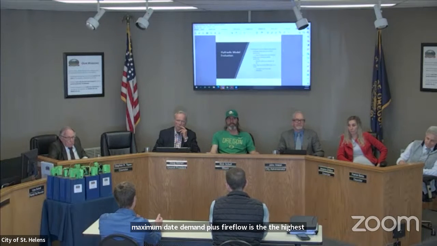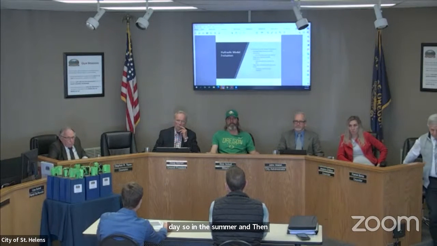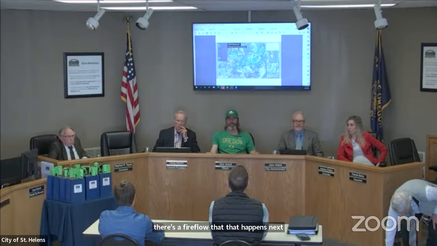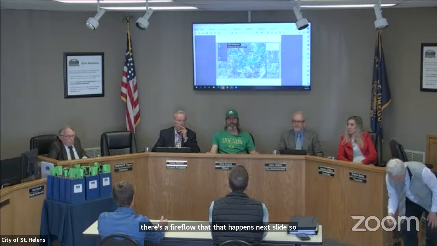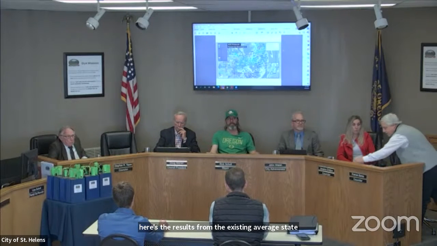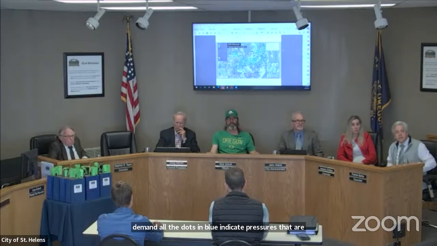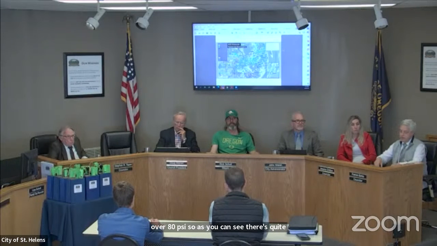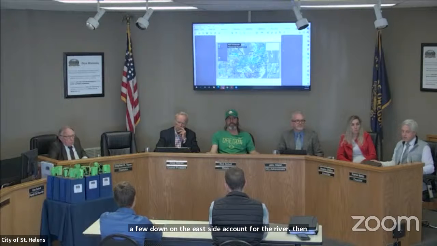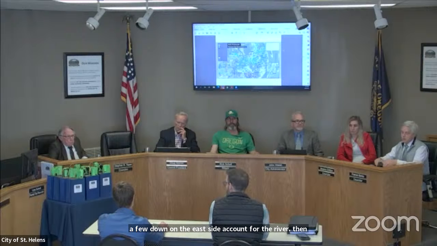It's a maximum day, so in the summer, and then there's a fire flow event that happens. Next slide. So here's the results from the existing average day demand. All the dots in blue indicate pressures that are over 80 psi. So as you can see, there's quite a few down on the east side of town toward the river. And then also in the high pressure zone toward the west, there's pressures over 80 psi.